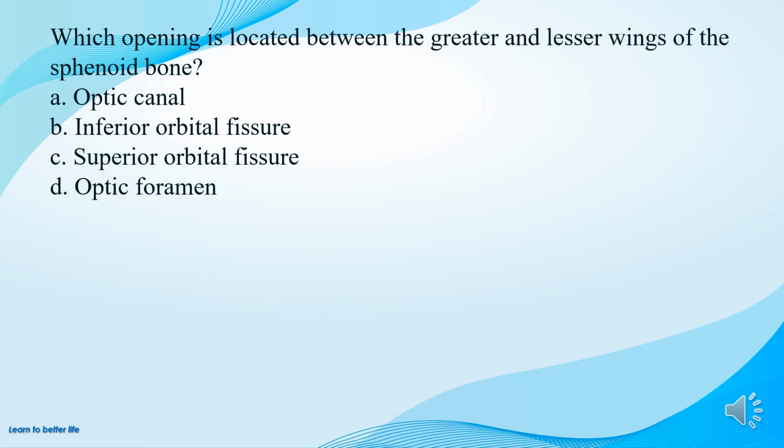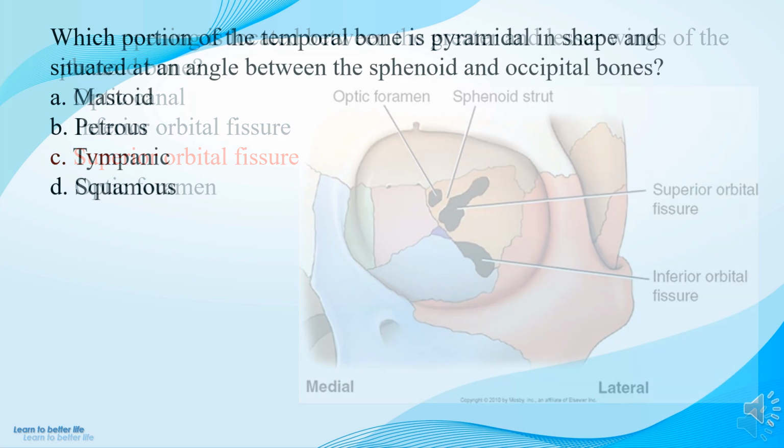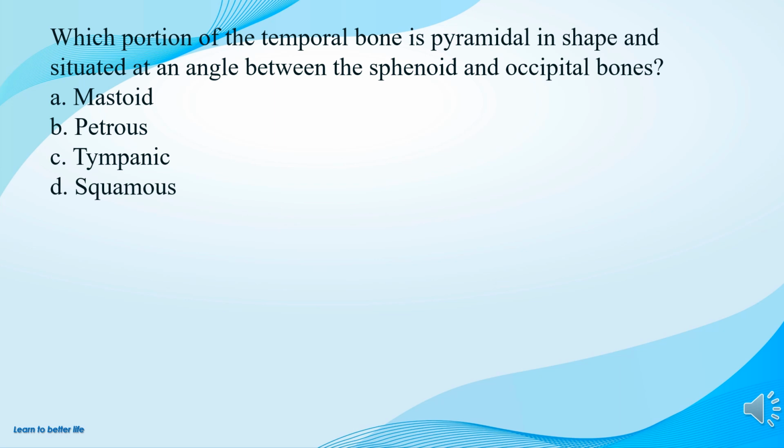Which opening is located between the greater and lesser wings of the sphenoid bone? A. Optic canal. B. Inferior orbital fissure. C. Superior orbital fissure. D. Optic foramen. The answer is C. Superior orbital fissure.